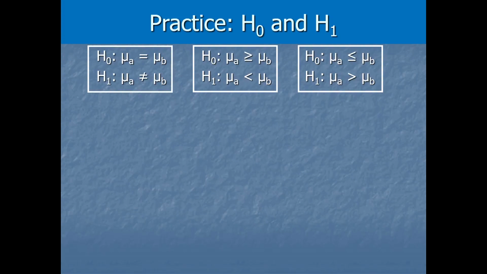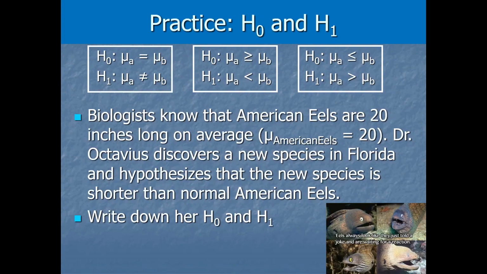So let's try this stuff with a made-up example. Let's say biologists know that American eels are 20 inches long on average. That's the population mean, which we call mu, right? The mu for American eels is 20 inches. And let's say that's been known for ages. We just know that. Now let's say Dr. Octavius discovers a new species out in Florida and hypothesizes that the new species is shorter than normal American eels. There's a reason to think she's got this suspicion that they're shorter on average. So maybe pause and try writing down her null hypothesis and her alternative hypothesis before moving on to the next bit.